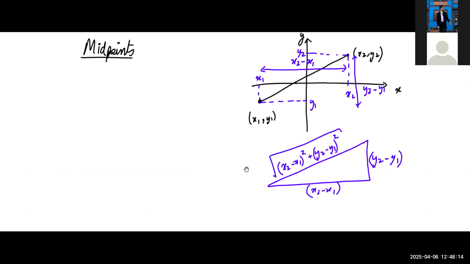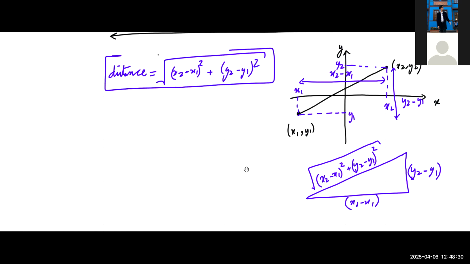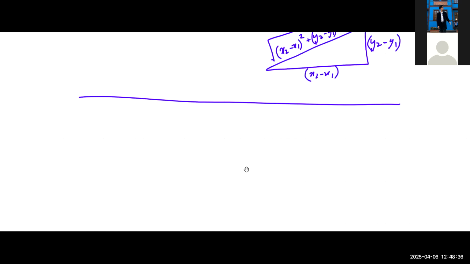So to find the distance between two points, you will simply do the difference in their x values squared plus the difference in their y values squared, and then square root over all of it. Is that clear? Good. So now, with that said, let's talk about what we were actually supposed to talk about, midpoints.